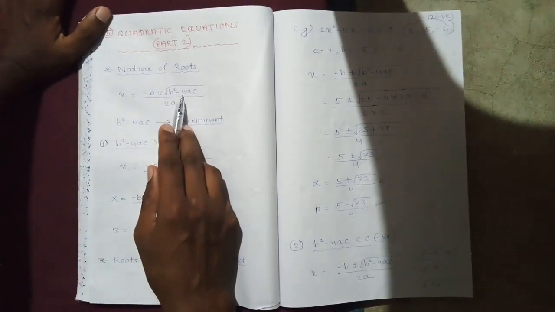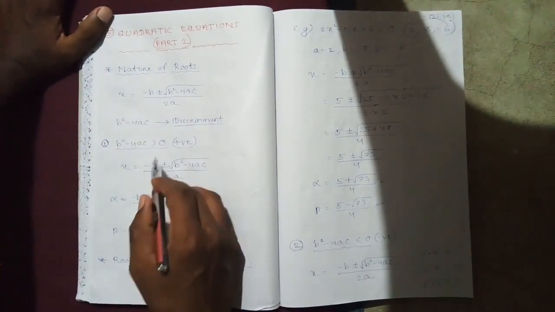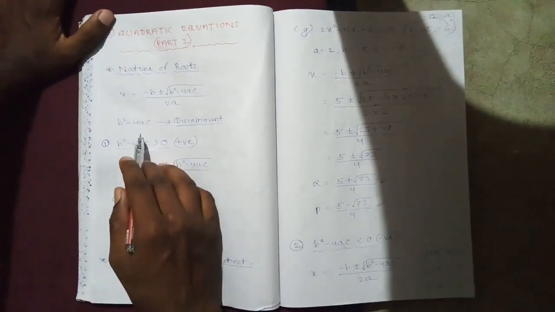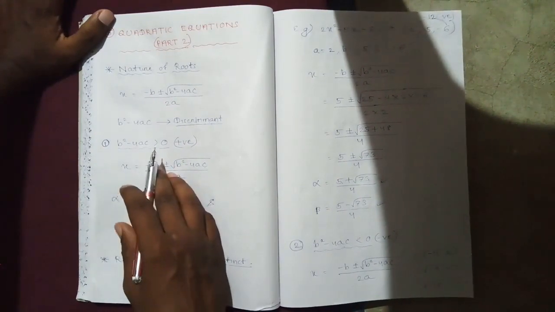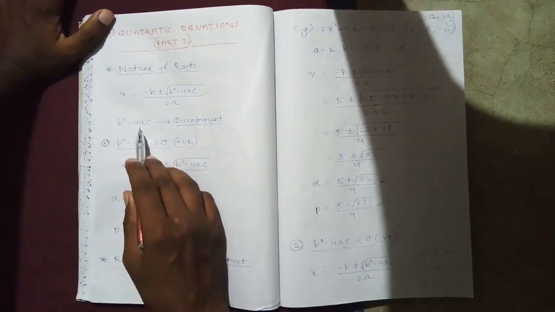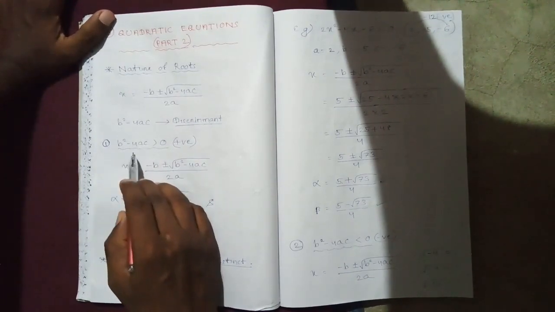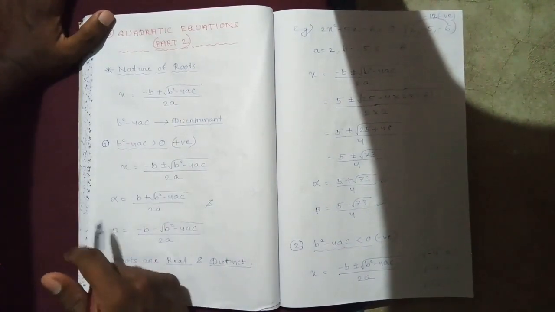This b square minus 4ac is called discriminant because it helps us to determine the nature of the roots. Now this b square minus 4ac can have three possible values. It may be positive, it may be negative, or it may be 0. So there can be three possible cases. The first case, b square minus 4ac is greater than 0, means positive. Let us see what happens when b square minus 4ac is positive.